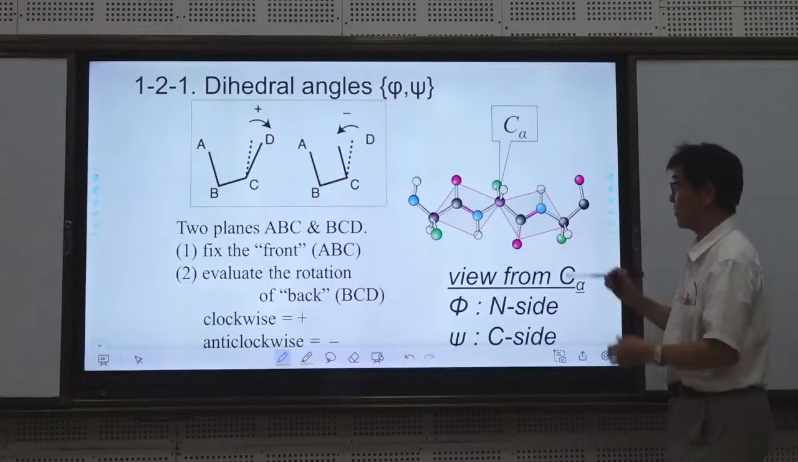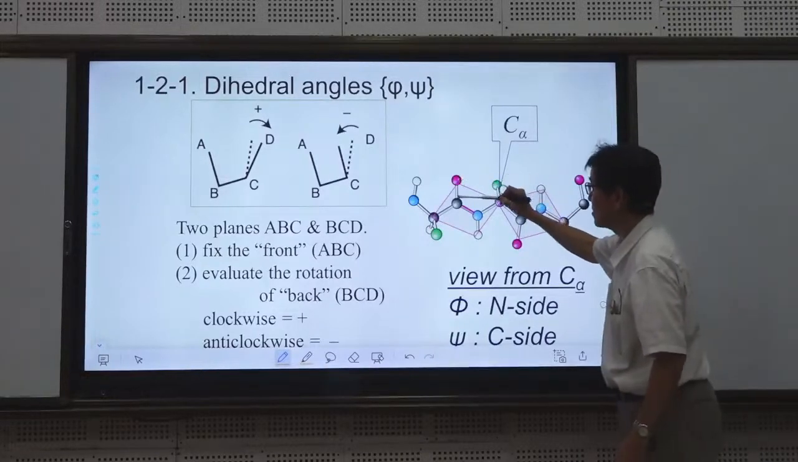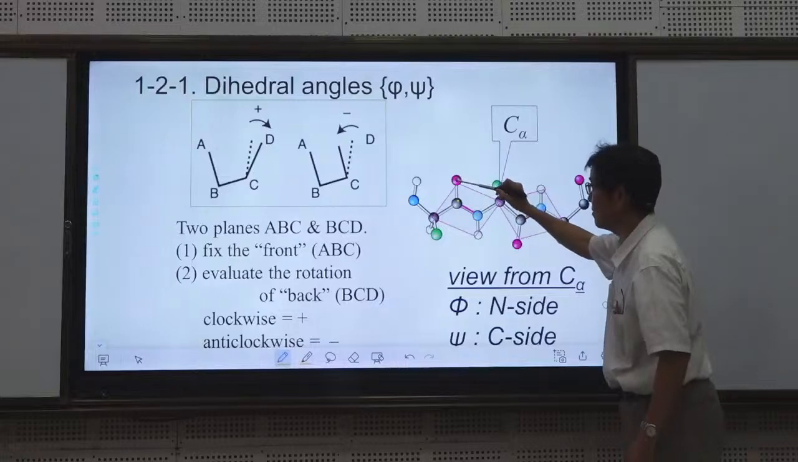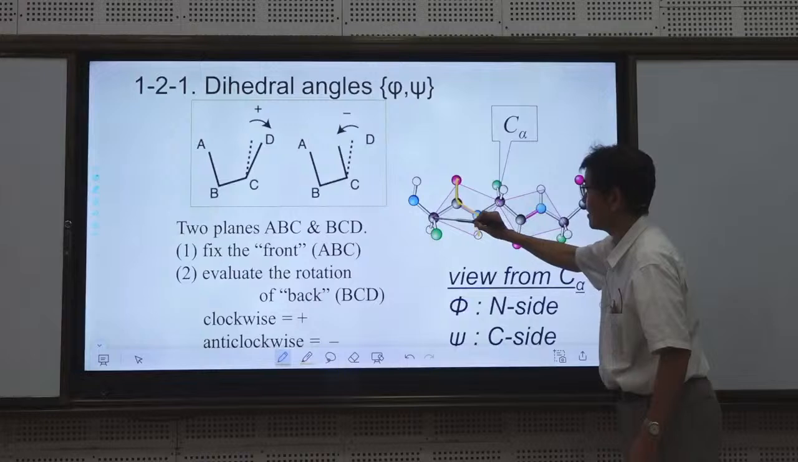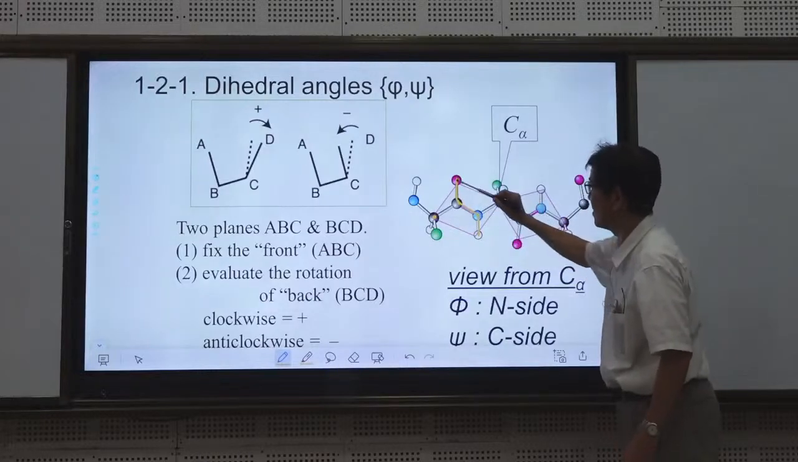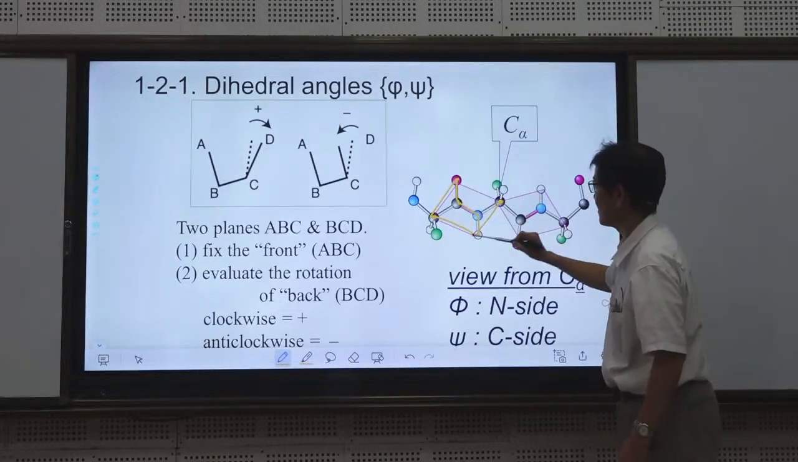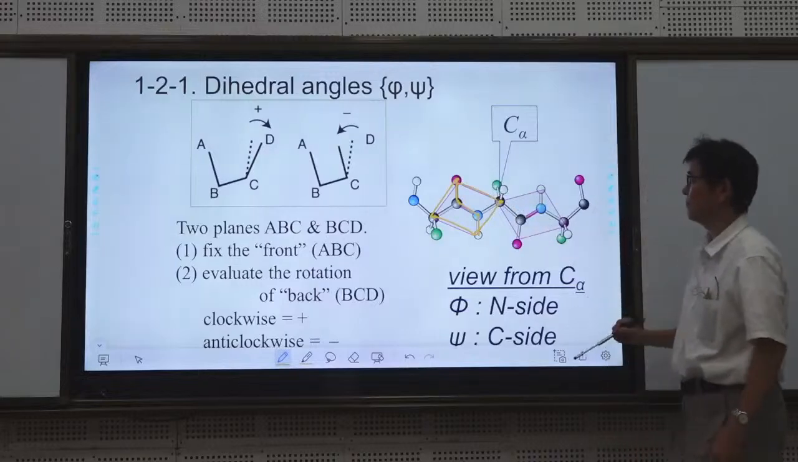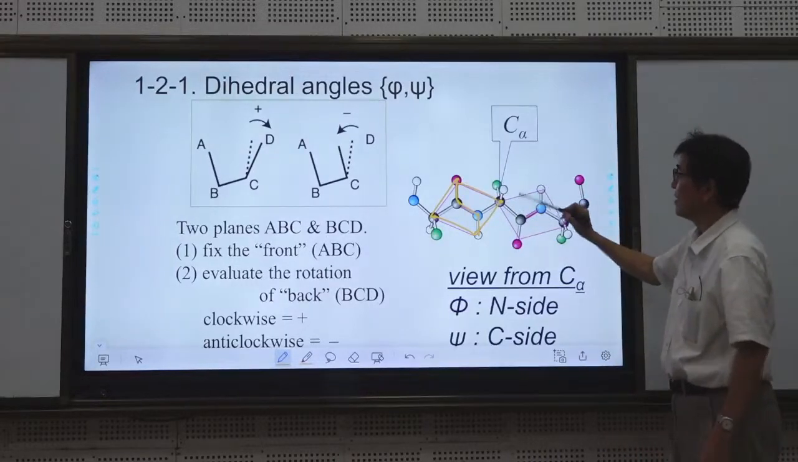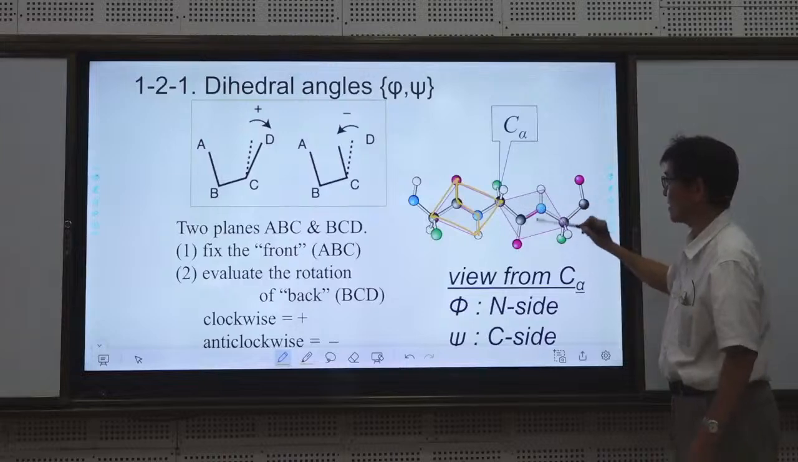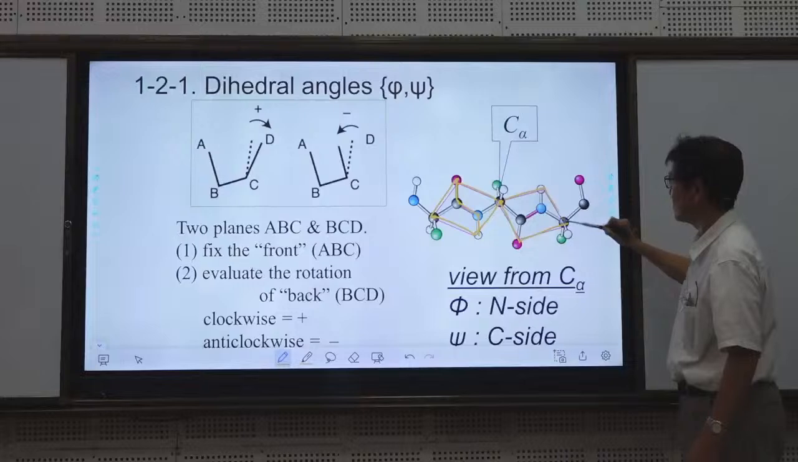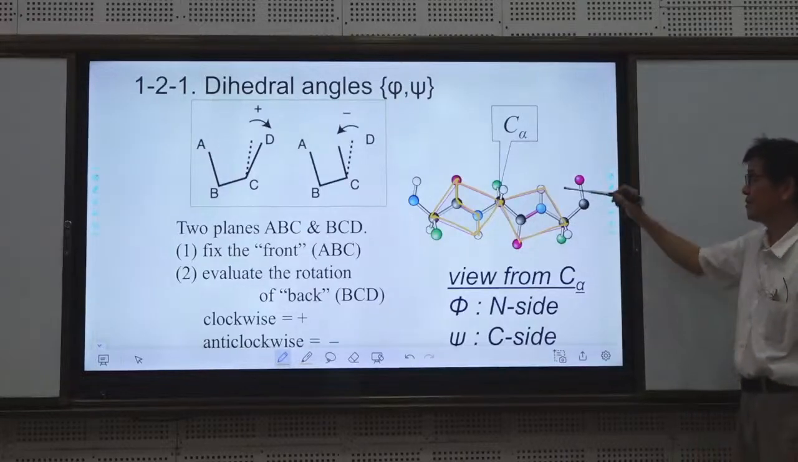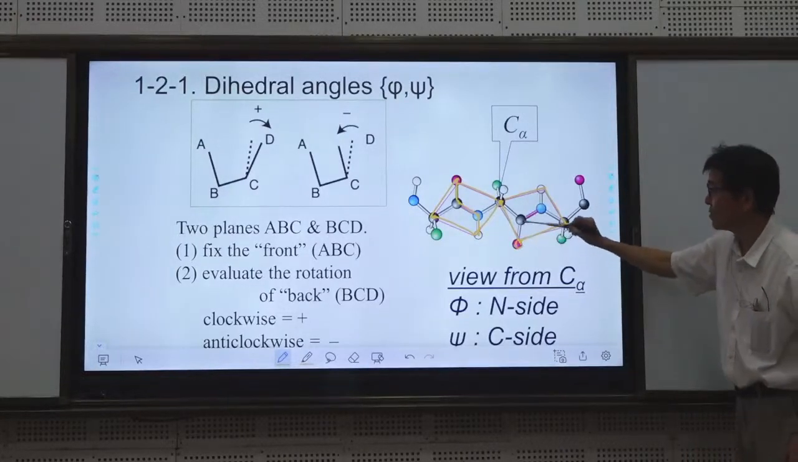And as already I explained, the peptide bond, O, C, N, H, and adjacent carbon forms a planar structure. It's also the case for the other side. There is one more planar structure, including a peptide bond, O, C, N, H.